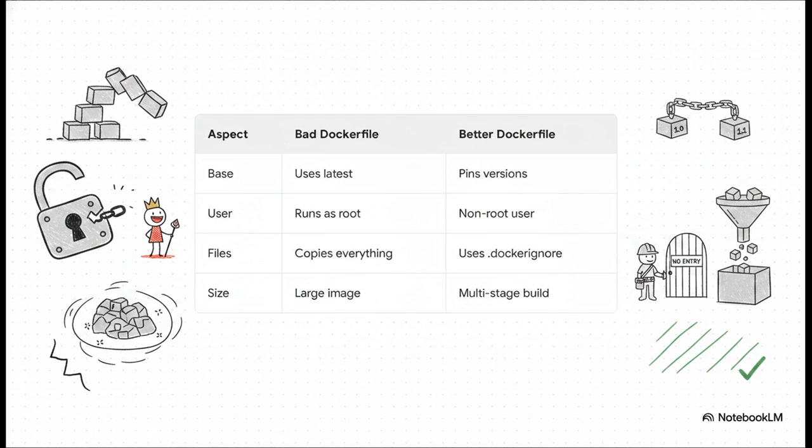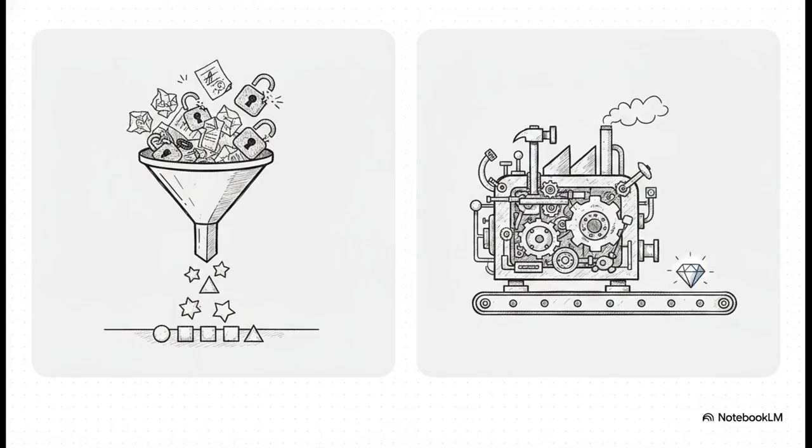Now compare that to a better Docker file. This one pins exact software versions for perfect reproducibility. It strictly enforces a non-root user. It filters out junk using a .dockerignore file, and it uses multi-stage builds to keep the final image incredibly small and efficient. Let me really emphasize those last two techniques, because for professionals, they are completely non-negotiable.